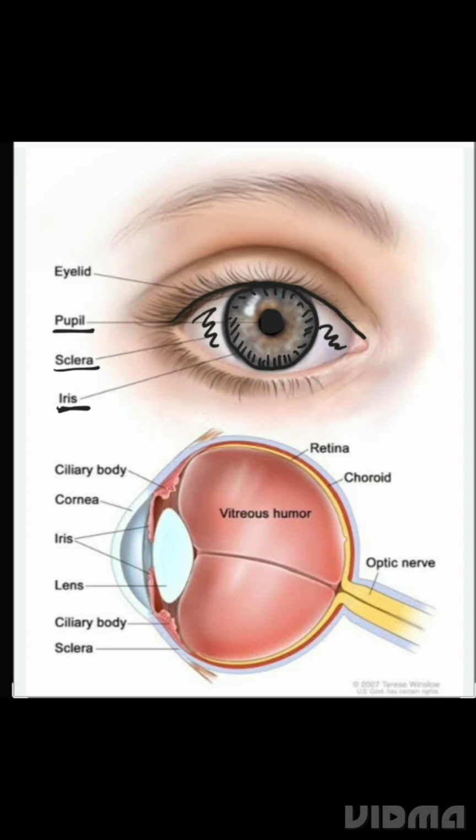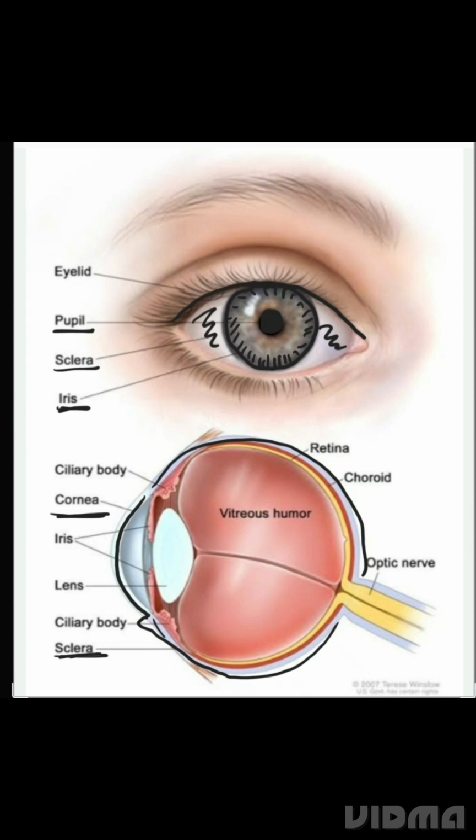Now, if we take a sagittal section of the eyeball, what do you mean by sagittal section? If you divide the eyeball into equal right and left halves, the image you get is called the sagittal image. This part, the anterior 1/6 of the eyeball, is the cornea. The posterior 5/6 portion of the eyeball, this white part, is the sclera.